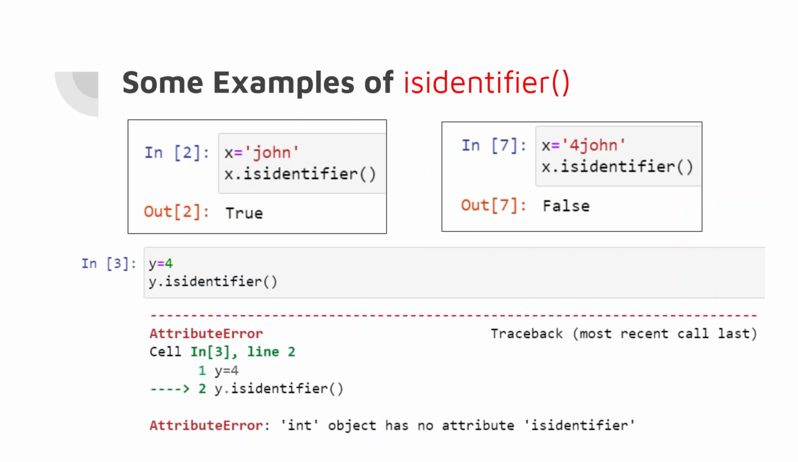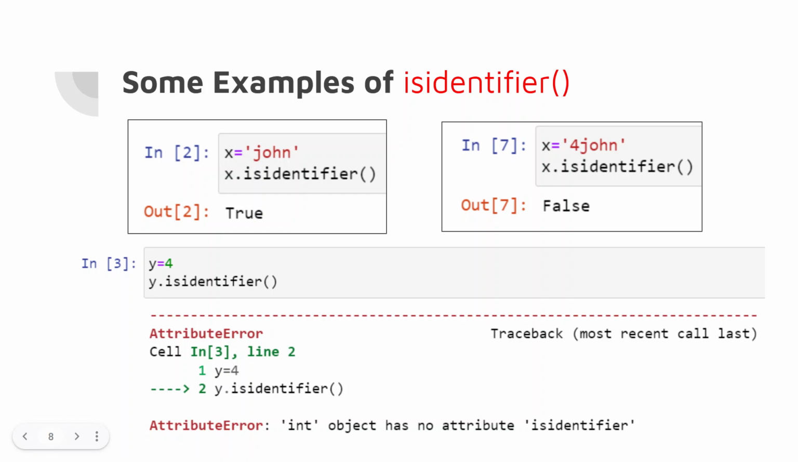Okay, let's see an example. x is equal to "John". x.isidentifier() is true, right? It's a string. And x is equal to "4John". x.isidentifier() is false. So this is not a string identifier, completely string identifier. It's a string identifier but not completely.